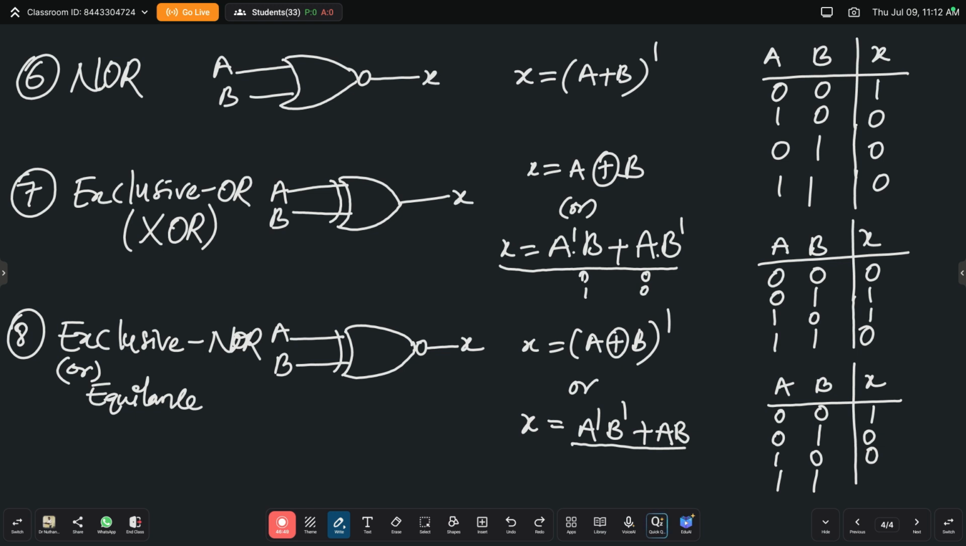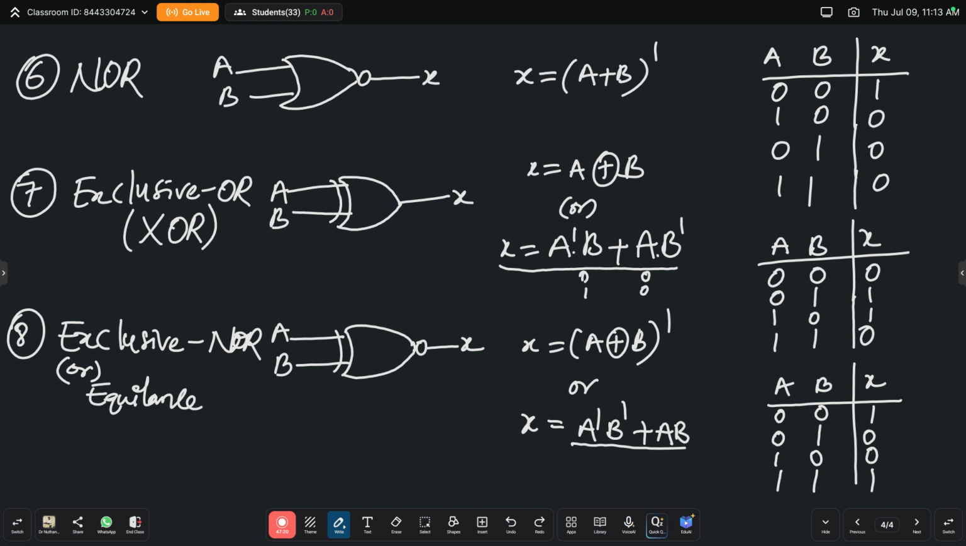1 is there. As per the OR logic, AB combination you check. AB is 1 means 1. Simple. AB 0 means maybe you check A dash B dash. Got it? Because it is OR. Plus is OR. So it is 1. Clear? Any doubt?